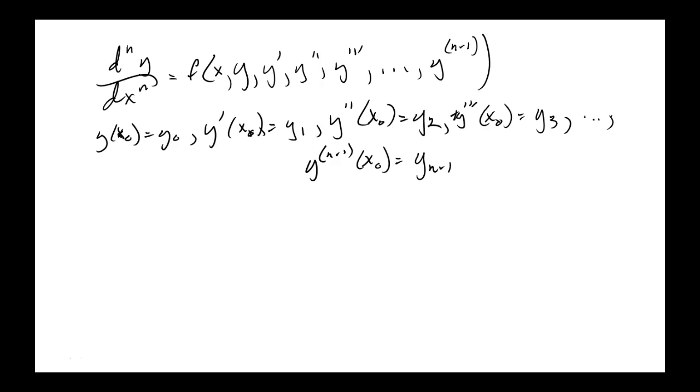Okay? The initial condition, the side condition, is the thing you know at some point x sub 0. Your y value you know, your first derivative you know, your second derivative, your third derivative, up to and including the n minus first derivative. You know them at that point x0. And these values, y0, y1, y2, y3, y sub n minus 1, are all arbitrary constants. They can't have x dependence, they can't have y dependence. They're numbers, they're constants, they have some value.